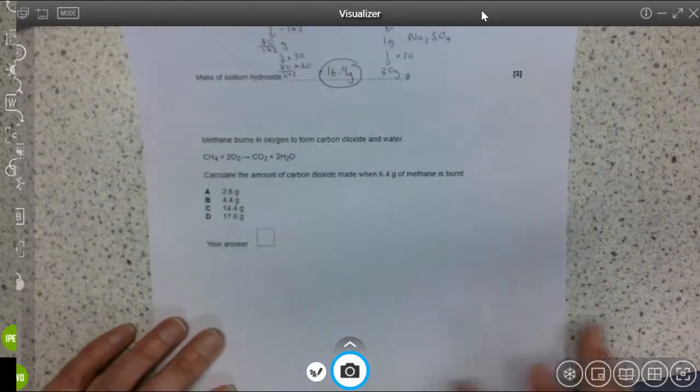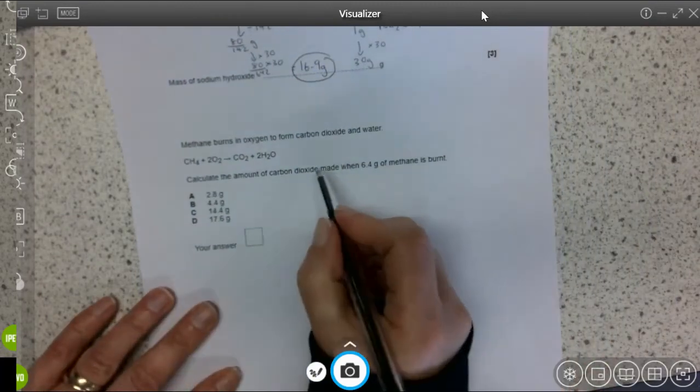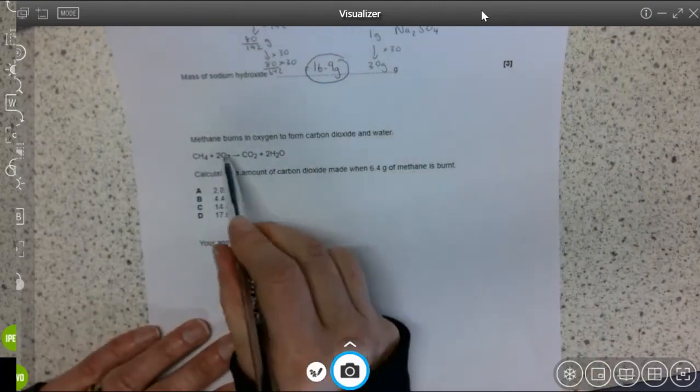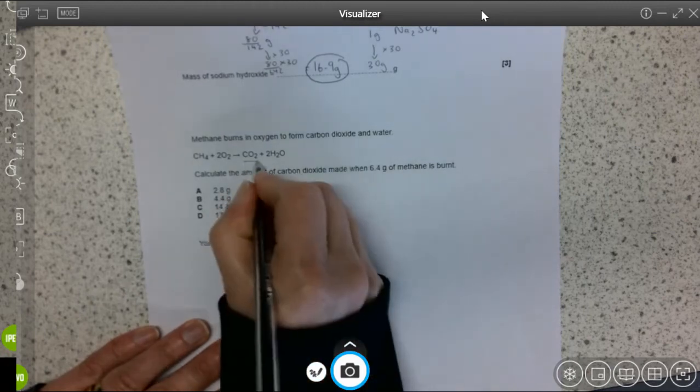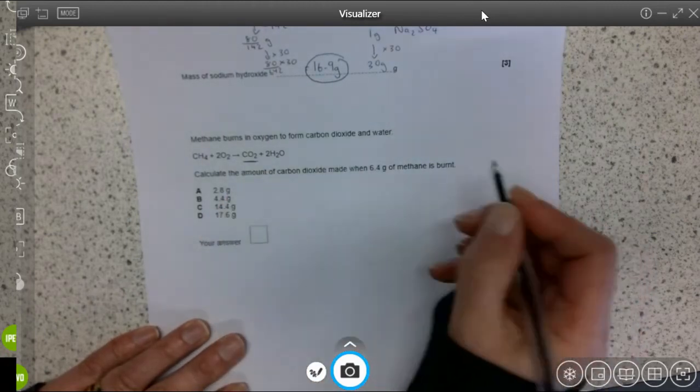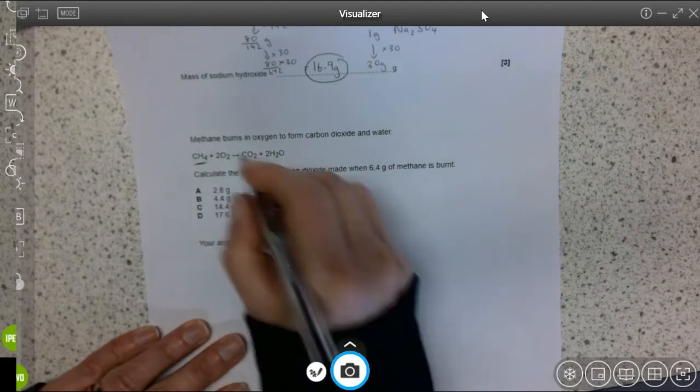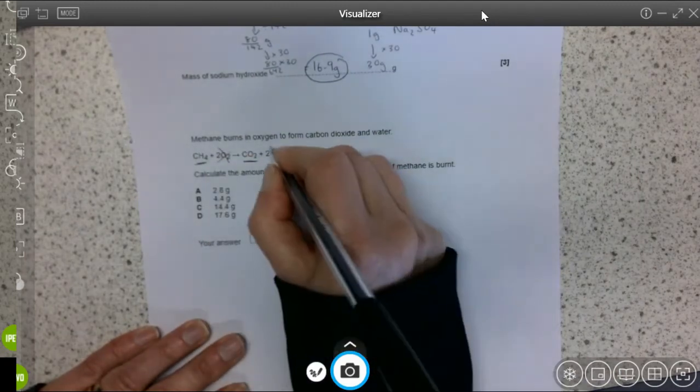So let's do a second example here. So again, it's giving me the chemical equation. So methane burns in oxygen to form carbon dioxide and water. Calculate the amount of carbon dioxide, so that's that one, made when 6.4 grams of methane is burnt. So again, I can ignore the oxygen and I can ignore the water.